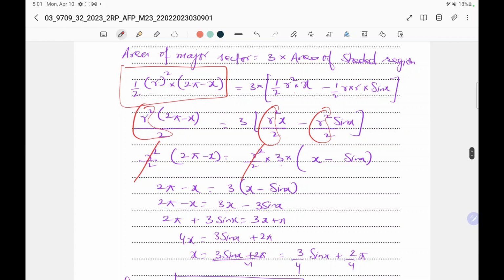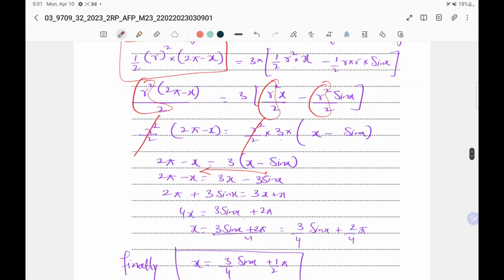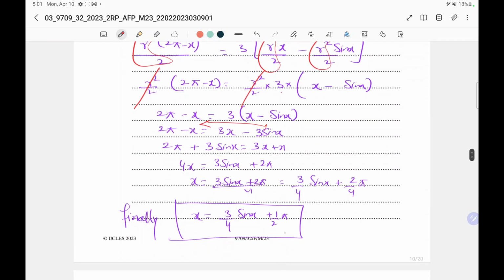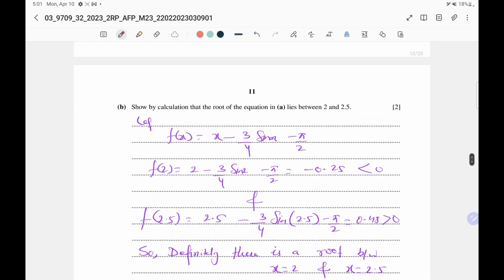Now this is 2 pi, and take 3 sin x to the left side, so this is plus 3 sin x, and this is 3x plus x, 4x. So 4x is 3 sin x plus 2 pi, then x is 3 sin x plus 2 pi over 4. Then you can calculate, and you will get x equal to 3 over 4 sin x plus pi over 2.